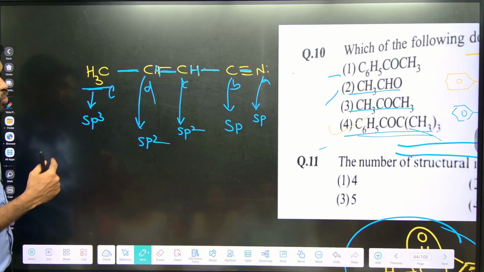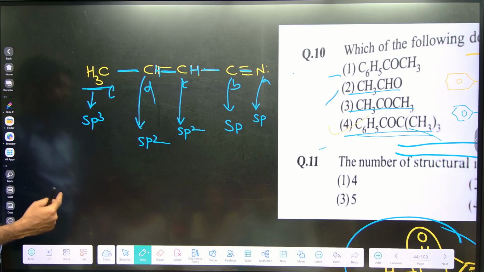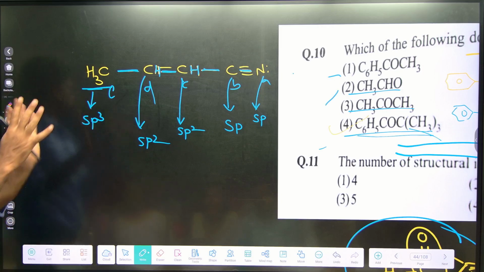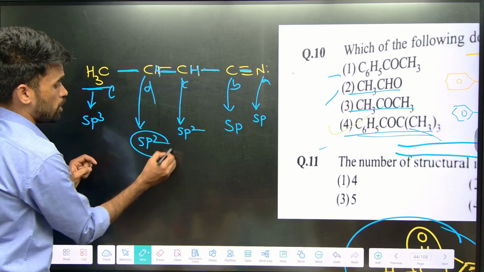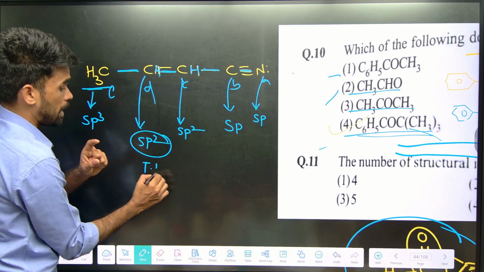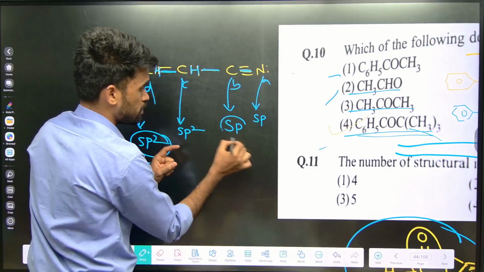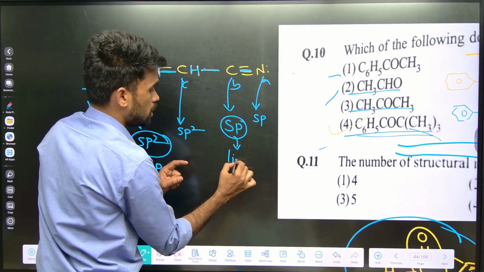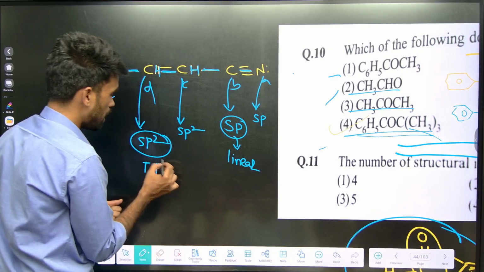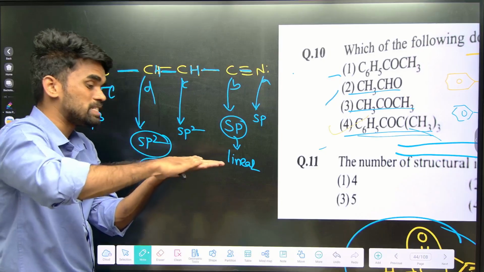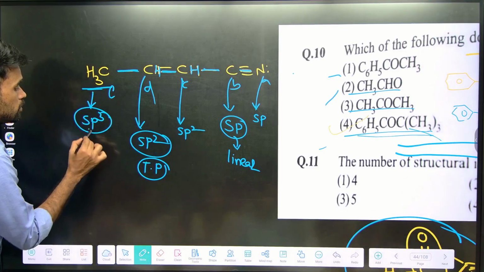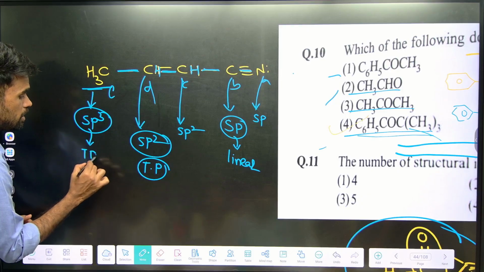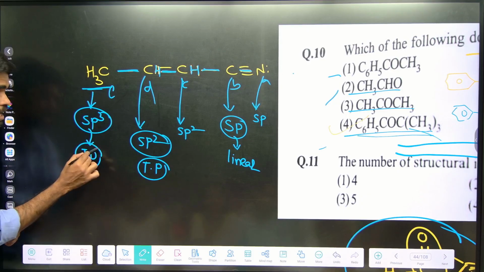Now the second question will be whether this molecule is planar or non-planar. Planar means what? See, when I say sp2 hybridization, you are saying trigonal planar. When I say sp, you are saying linear. So whether you say linear or trigonal planar, that lies in one single plane. That is perfect. But when I say sp3, what is its geometry? Tetrahedral.